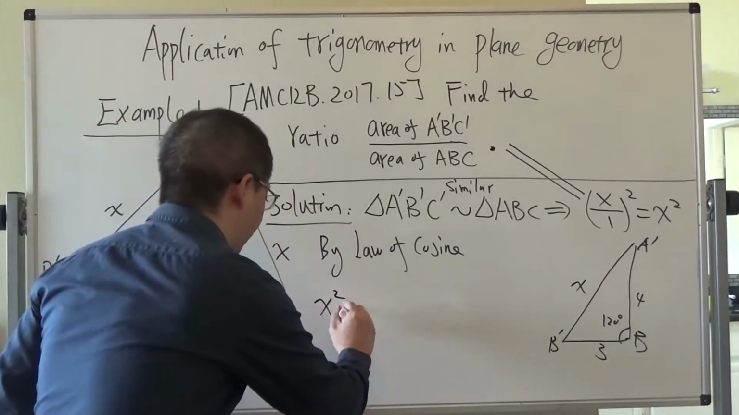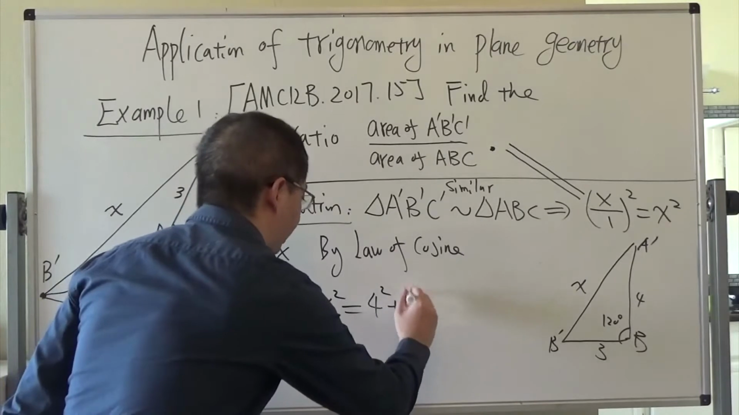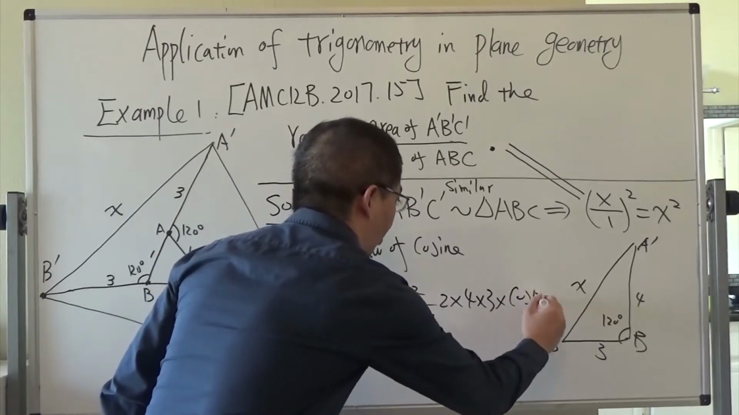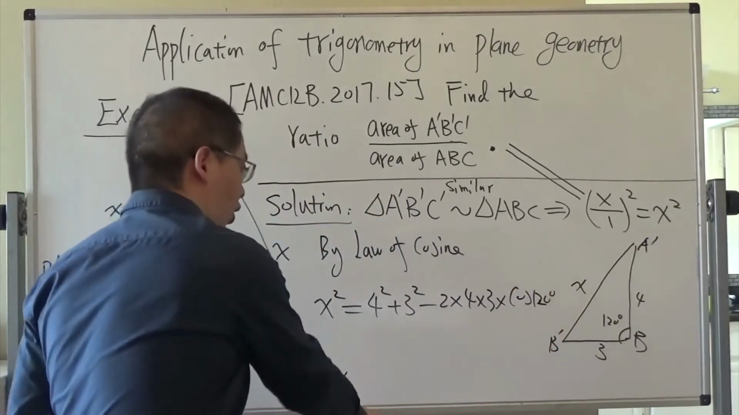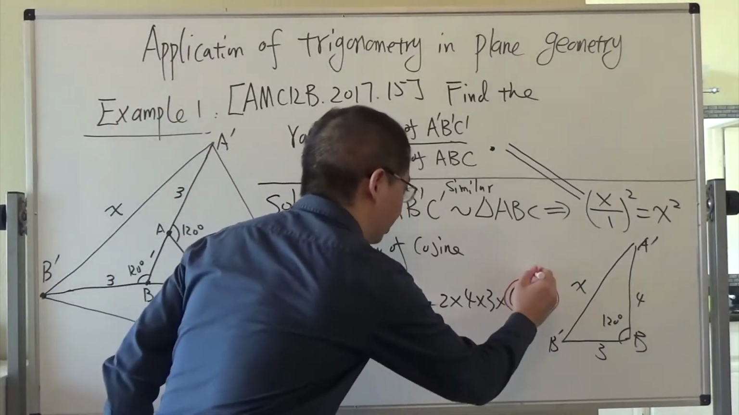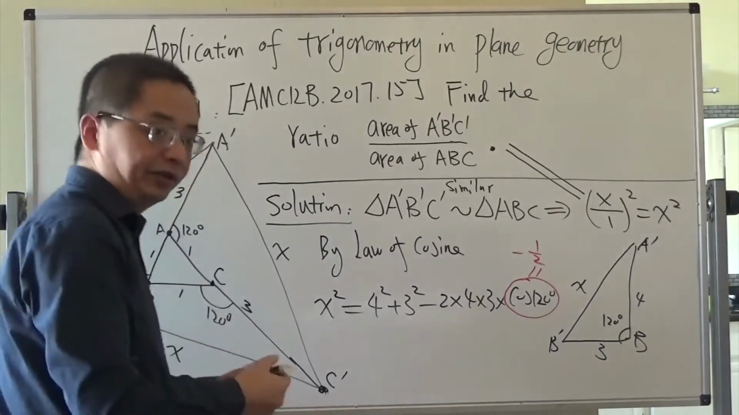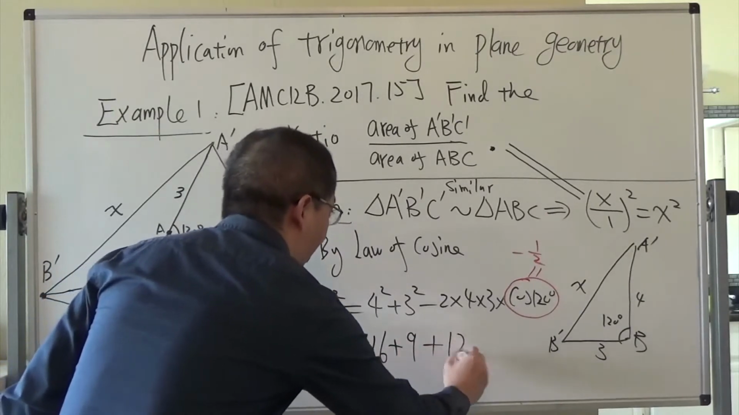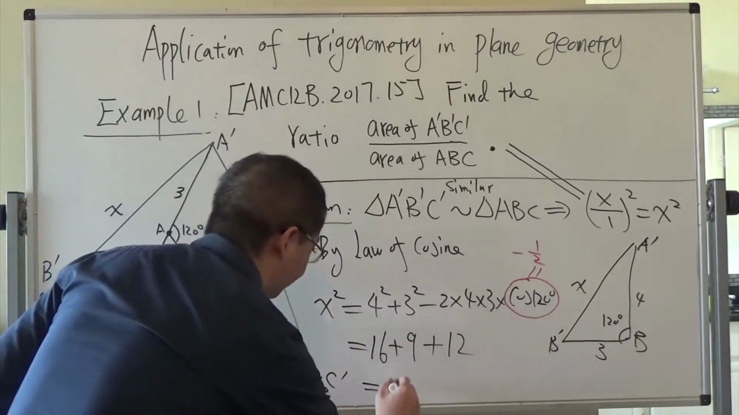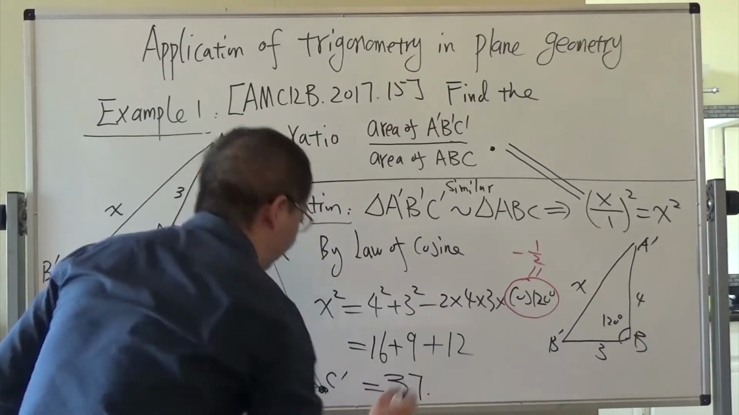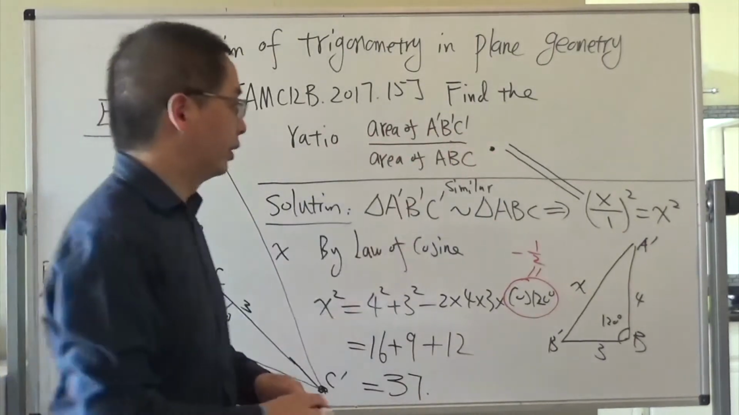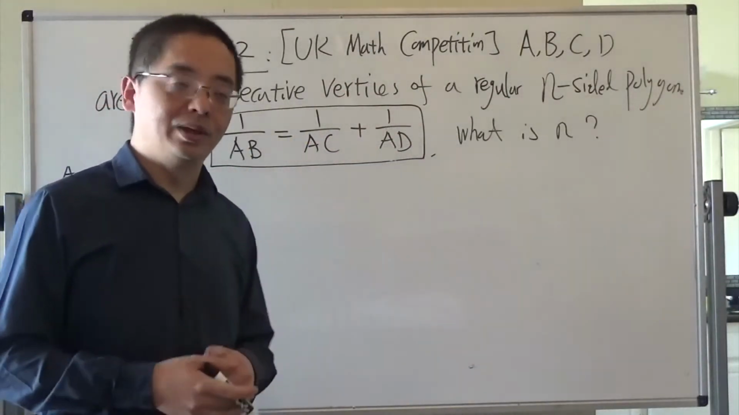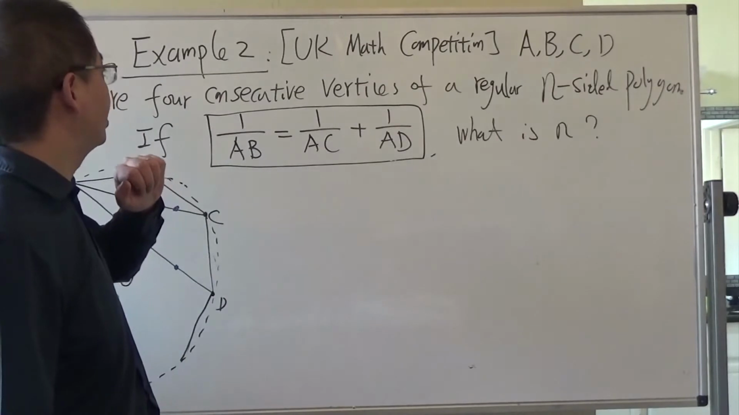We have x squared equals 4 squared plus 3 squared minus 2 times 4 times 3 times cosine 120. Okay, so we know cosine 120 is negative 1/2. Then we derive this. This one is equivalent to 16 plus 9 plus 12, so we just get 37. Therefore, the ratio between the areas equals 37.